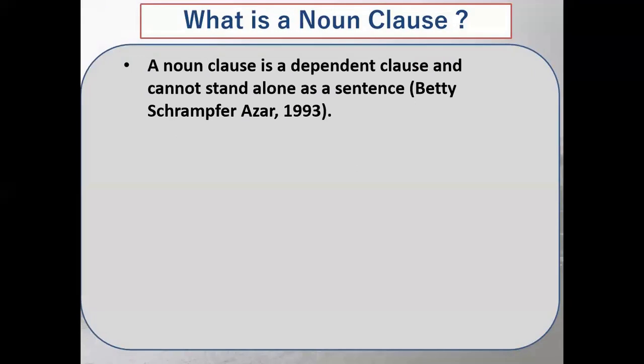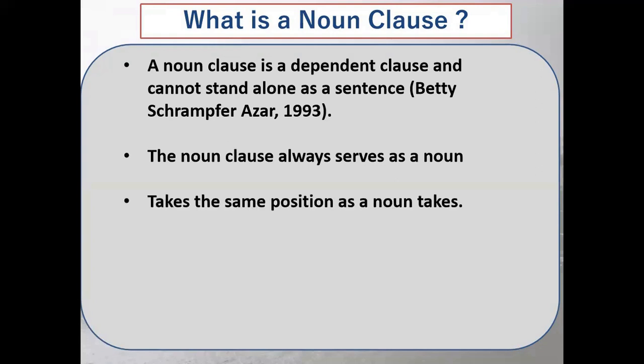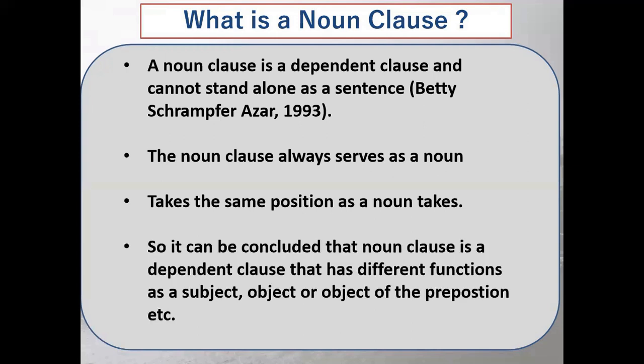Again, if we take a quick review, a noun clause is a dependent clause and cannot stand alone as a sentence. The noun clause always serves as a noun. It takes the same positions as a noun can take. So it can be concluded that a noun clause is a dependent clause that has different functions as a subject, object of preposition, or complement.